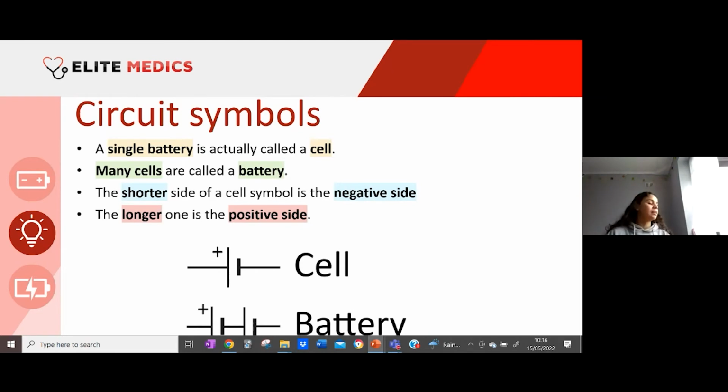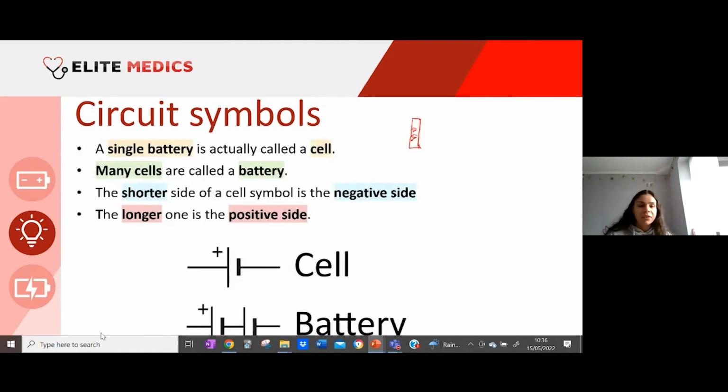Like we just said, a single battery is actually called a cell. Commonly around the house, we just call a single thing like this, like your AA battery, a battery, but it's actually a cell. It's a single battery, basically. And when you put many of them together, you make a battery. The shorter side is the negative side, and the longer side is your positive side.